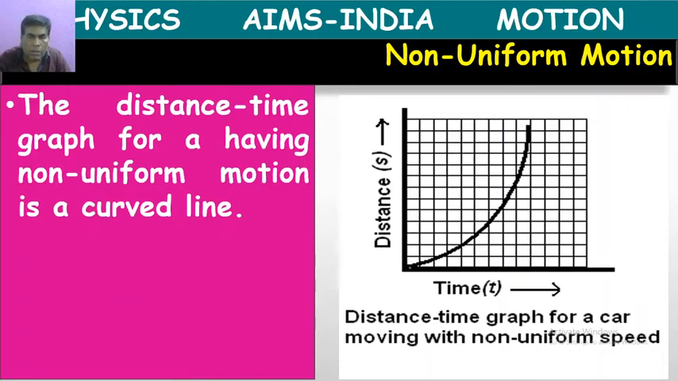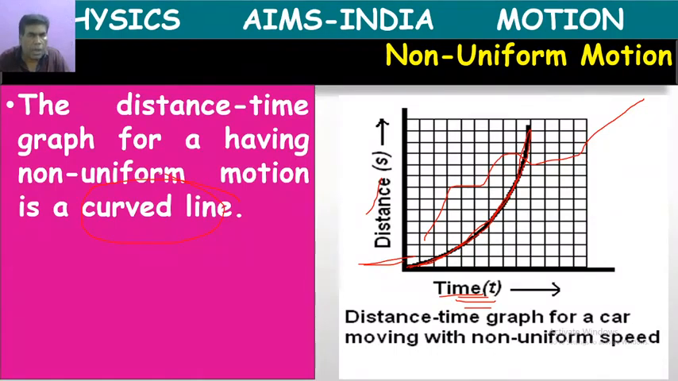So the graph of a non-uniform motion will be a curved line or a zigzag line, but not a straight line. Why? Because in equal times it is covering unequal distances, or in unequal times covering equal distances. Here the time may be equal and distance unequal, or distances may be equal and time unequal. So one is equal, the other is unequal. Then it is called non-uniform motion. So this curved line is an example of non-uniform motion.